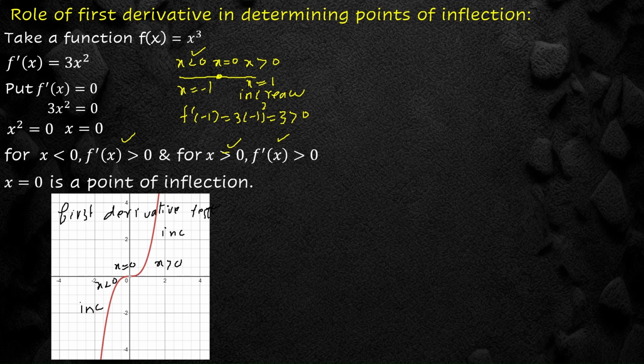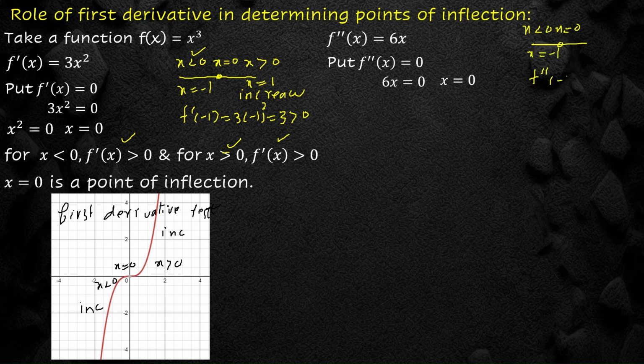Now let's check our theory by using the standard second derivative definition. f double dash x will be equal to 6x. We put f double dash x is equal to 0. We get x is equal to 0. And now, before x is equal to 0, we take a point x is equal to -1 and find f double dash -1, which is negative.